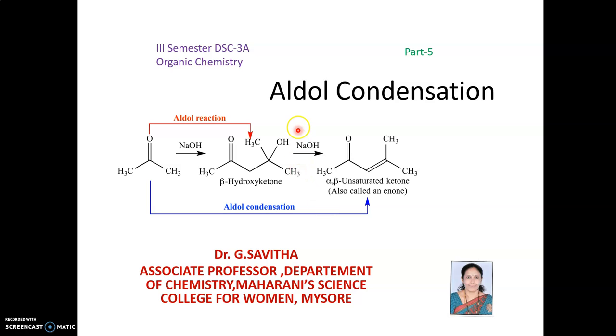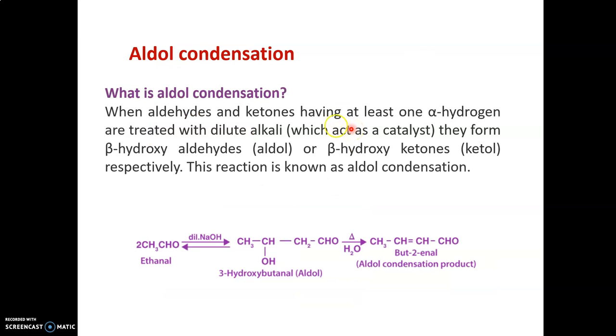In this video, we will be learning aldol condensation and its mechanism. So let us look at what an aldol condensation is. When aldehydes and ketones having at least one alpha hydrogen are treated with dilute alkali, which acts as a catalyst, they form beta-hydroxyaldehydes, commonly called aldols, or beta-hydroxyketones, which are called ketols. This reaction is known as aldol condensation.